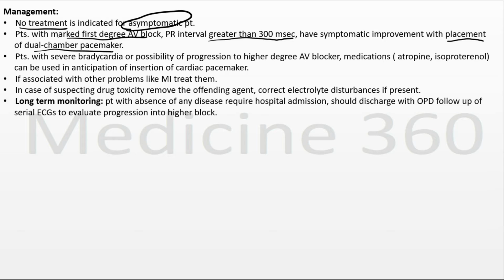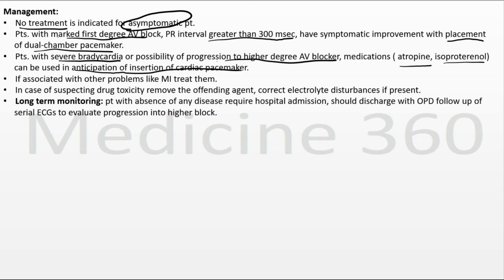Then, before we do the implantation, in patients with severe bradycardia and possible progression to higher degree AV block, we prescribe medications temporarily. That will be atropine, which increases the heart rate and decreases the AV node refractory period. Then there is isoproterenol, which can also decrease the refractory period of the AV node and increase the chronotropic and inotropic effects. It can be given in anticipation before the insertion of the cardiac pacemaker.